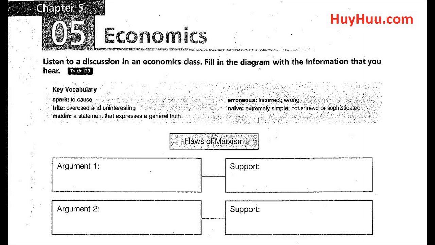Okay? Seems like an erroneous assumption if you ask me. Who can tell me why? I'll take a stab at it. So you said value equals workers' efforts plus machinery. But what about the value of management, for one?